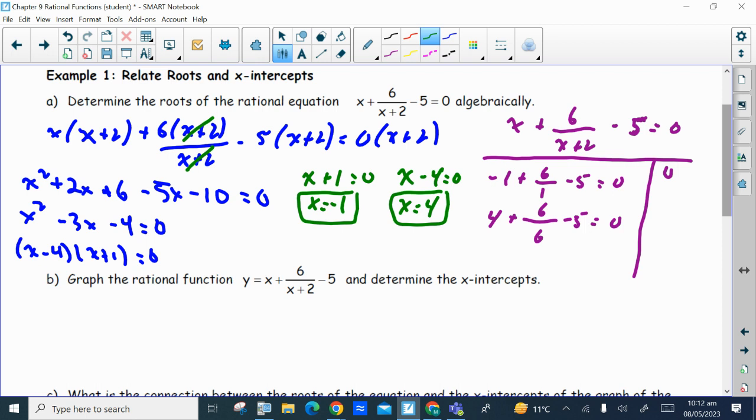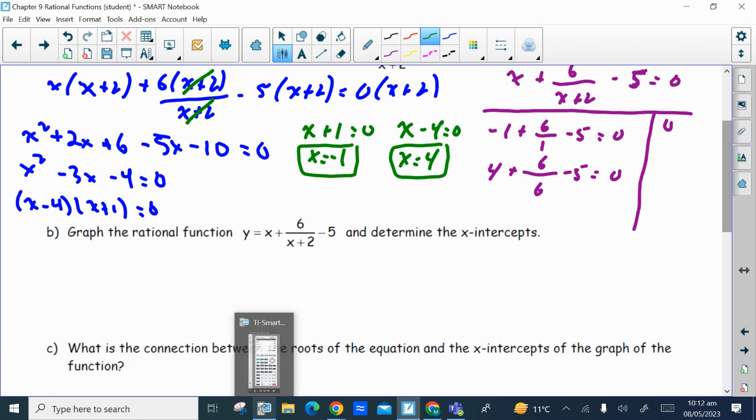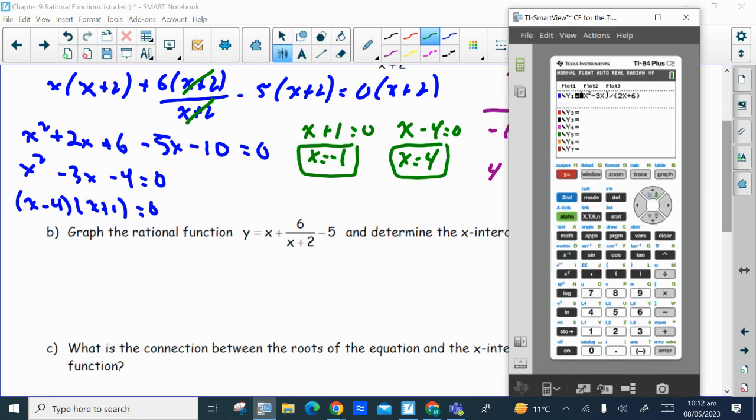Then part B says graph the rational function and determine the x-intercepts. So y will equal (x + 6)/(x + 2) - 5. Now we're going to have to use brackets to keep our rational expression together, as well as brackets to keep our denominator together. So two sets of brackets there for that rational expression. One for the full expression, one just for the denominator.